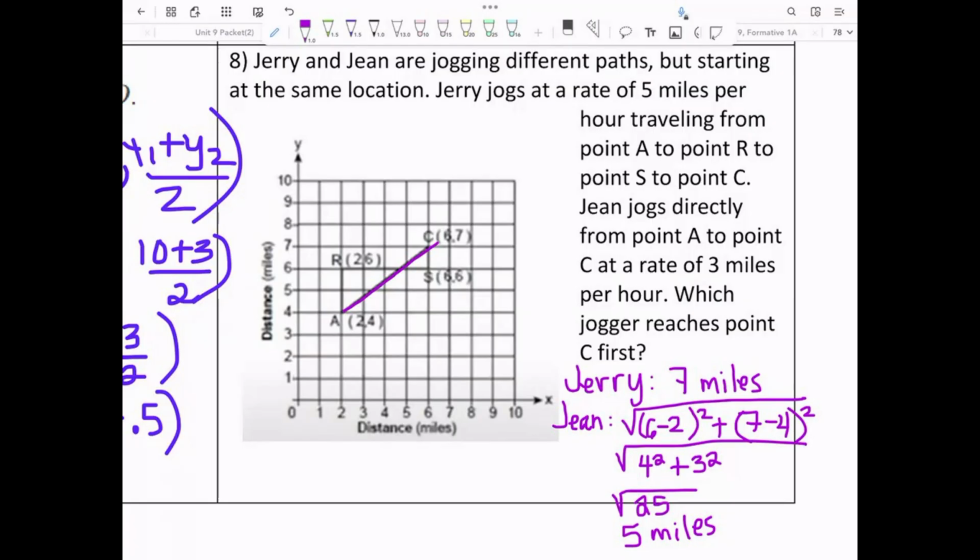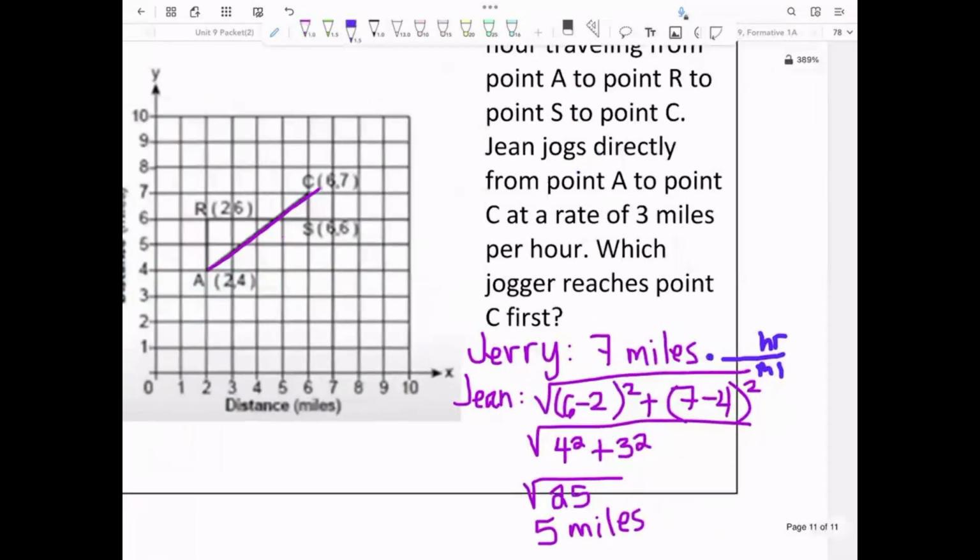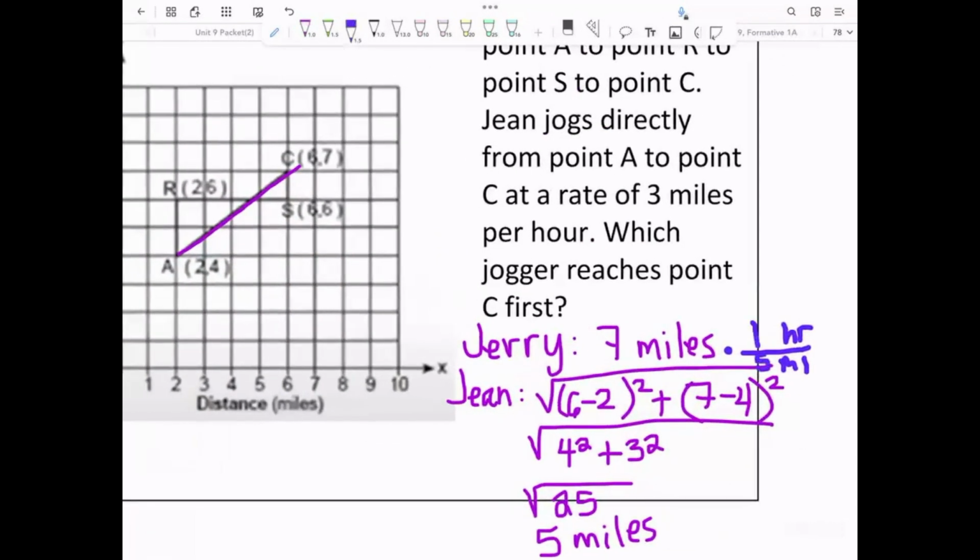We want to see which one reached C first. So we know that Jerry is jogging at 5 miles per hour. Since he ran 7 miles, we're going to multiply it by a fraction. Since we want to cancel out miles, we're going to put it in the bottom, miles per hour. And he's running at 5 miles per 1 hour. So we actually end up dividing these. 7 divided by 5 gives us 1.4 hours.